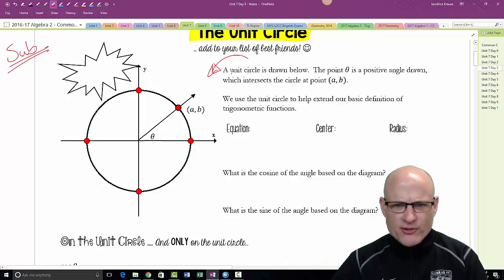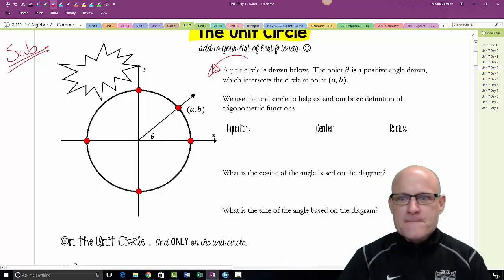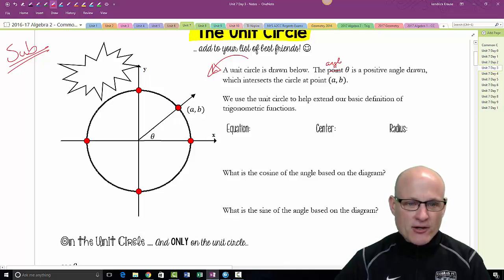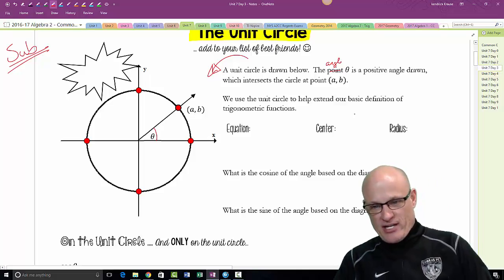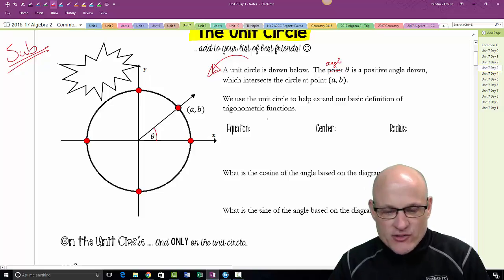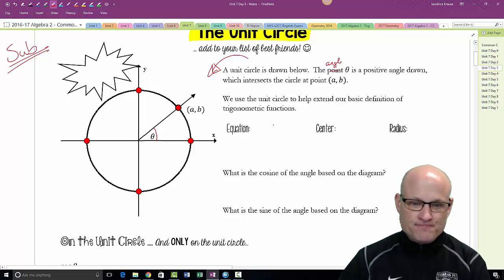At any rate, the unit circle is drawn on the left over there, where theta is the angle. Angle theta is a positive angle which intersects the circle at point (a, b). So here's my positive angle, and it intersects at (a, b). We use the unit circle to help extend our basic definition of the 6 trigonometric functions.